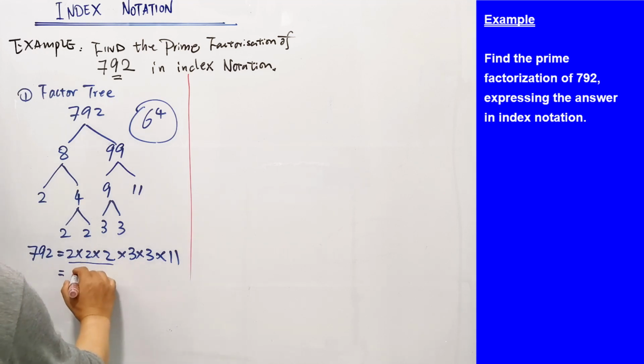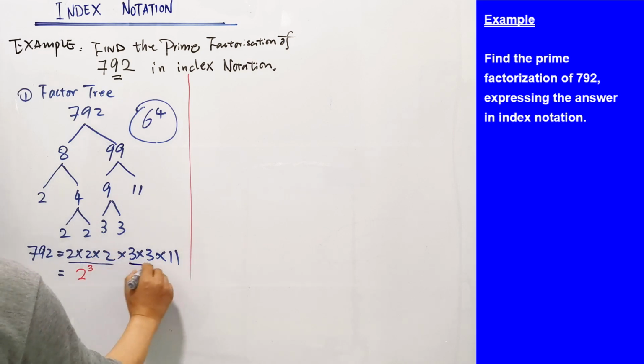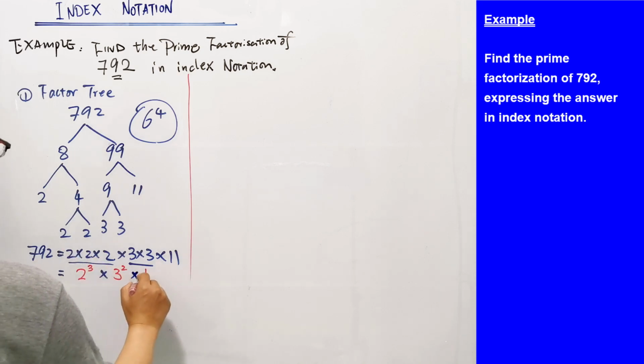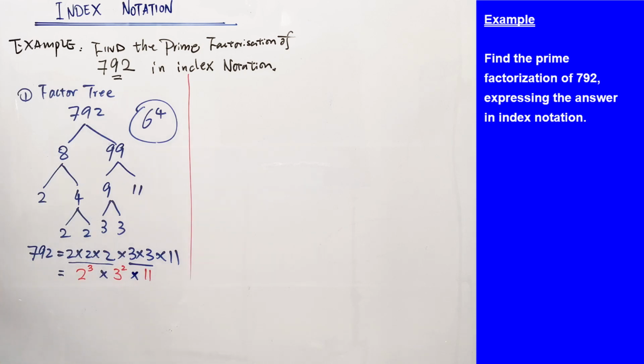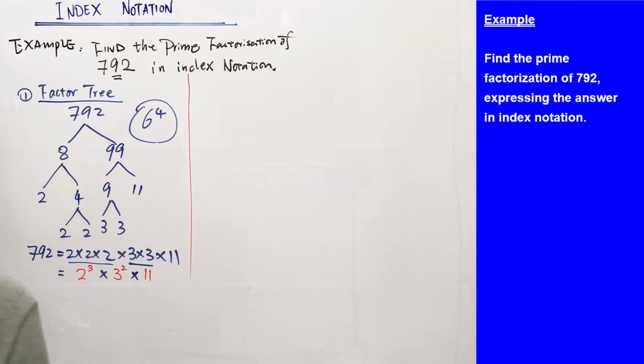So in this case, this is 2 cubed. Then how about these 3s? This is 3 squared, right? Then we also times 11, and 11 only has 1, right? So from here we used the first method, the factor tree. Let's look at the other one.